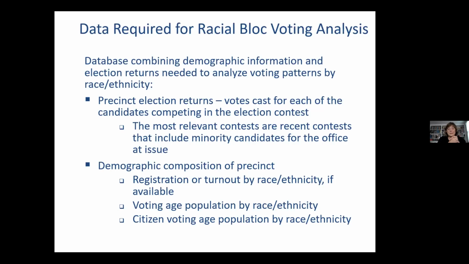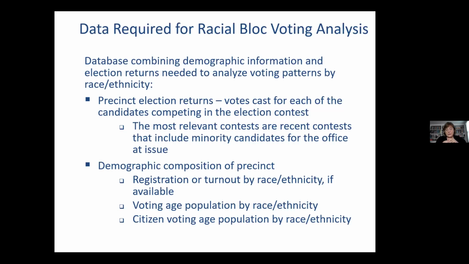So most of us will be using voting age population by race or ethnicity. And this will be provided by the PL data, which we're going to see very, very soon. This has VTD data in it. So this VTD data gives us the racial composition of the precincts in which the elections occurred.